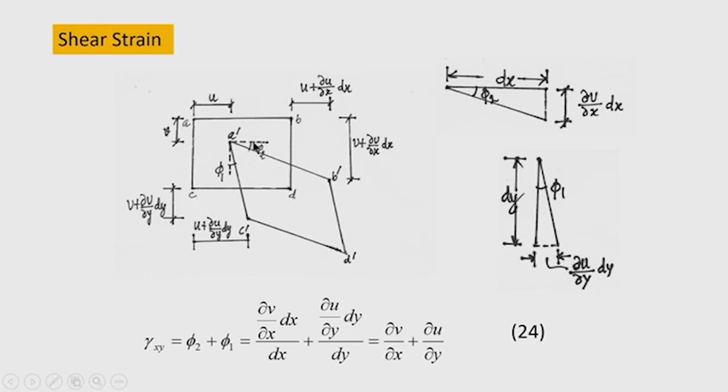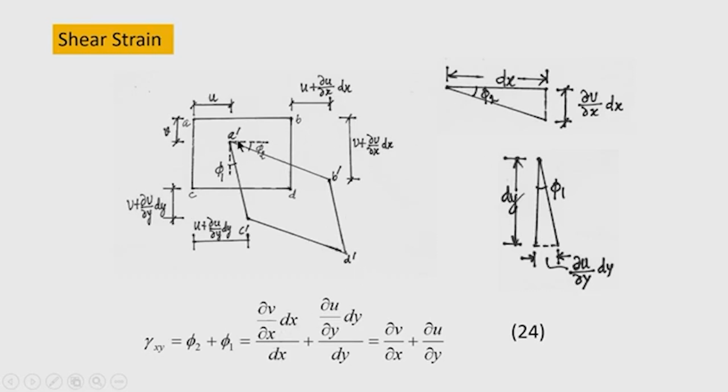So, shear strain is calculated as the sum of the angles φ2 and φ1. If you see this deformation, I have separated this here in a triangle, you can see the vertical displacement, that is the change of vertical displacement is ∂v/∂x dx in a length of dx. So, tan φ2 will be (∂v/∂x dx)/dx, and since the deformation or rotation is small, we can take tan φ2 equal to φ2. So, φ2 we have written as ∂v/∂x dx divided by dx.